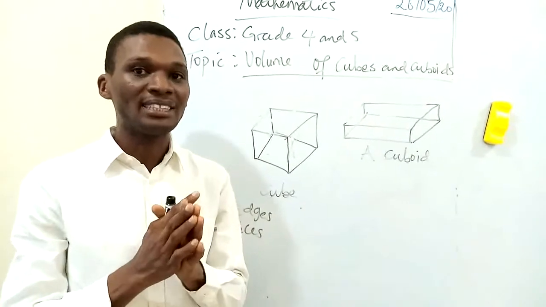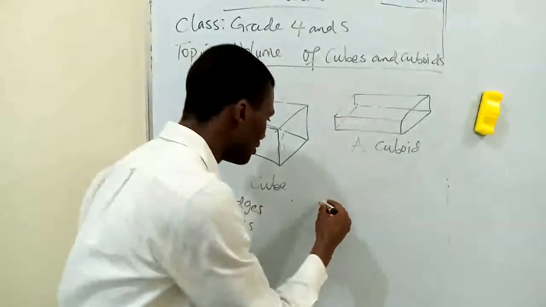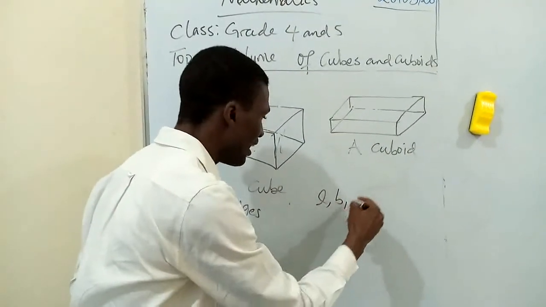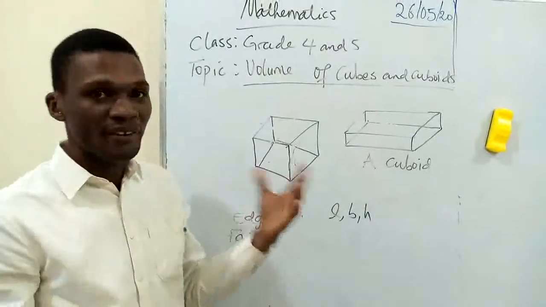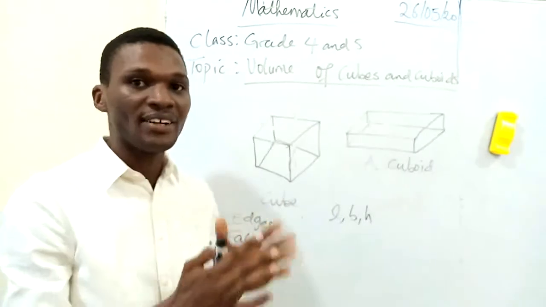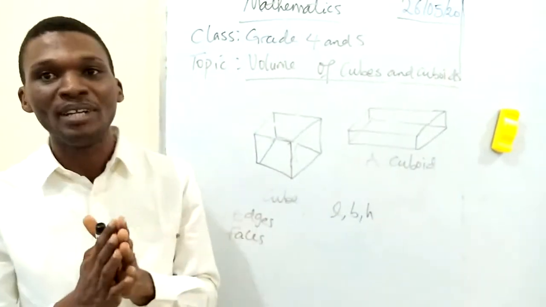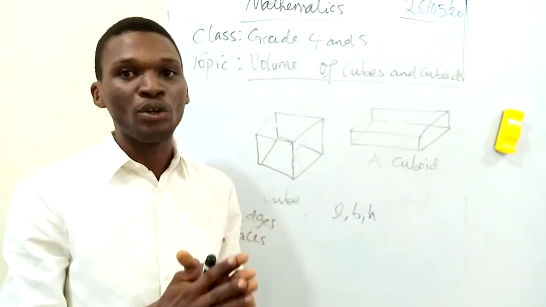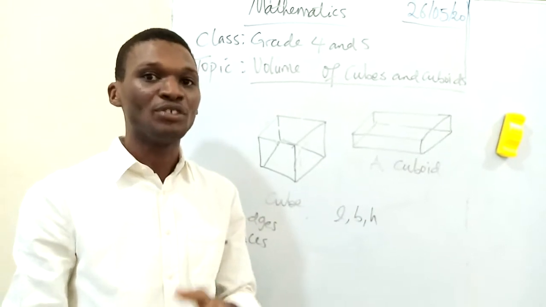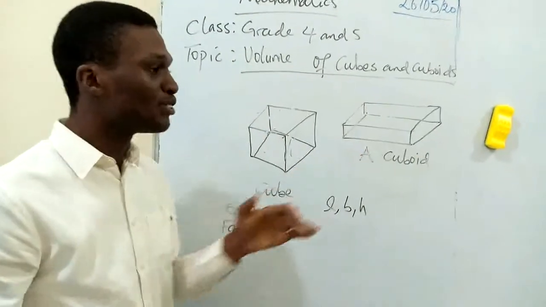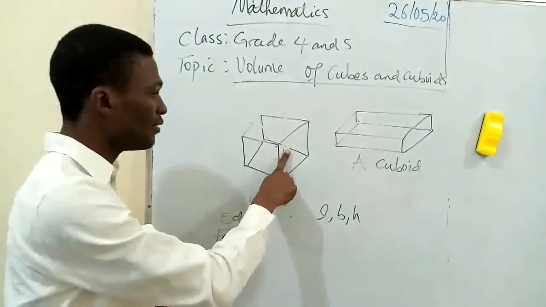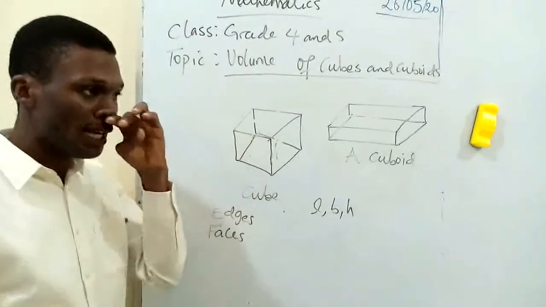Any shape that has the length, the breadth, and the height is referred to as a 3-dimensional shape. Unlike our rectangles, squares, circles, and trapezium, which are plane shapes. We call those 2-dimensional shapes because they have just the length and the breadth. But for these ones, we call them 3-dimensional shapes because we have the length, the breadth, and the height.